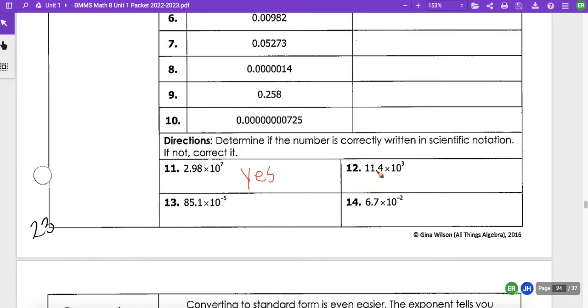Now look at this one. I have 2 numbers to the left of the decimal here. So this value right here is not between 1 and 10. It's actually greater than 10, 11.4. So this is a no. Now look at 13. I have 2 numbers to the left of the decimal, and I only want 1. So this is going to be not between 1 and 10. So this is a no. And then look, I have 1 number to the left of the decimal. So this value right here, 6.7, is greater than or equal to 1, but less than 10. So this is a yes, written in scientific notation.